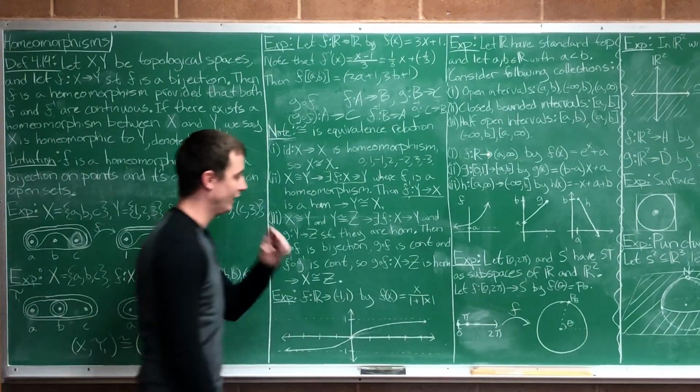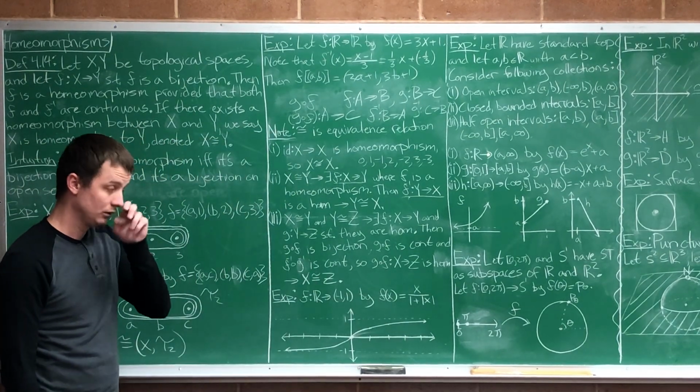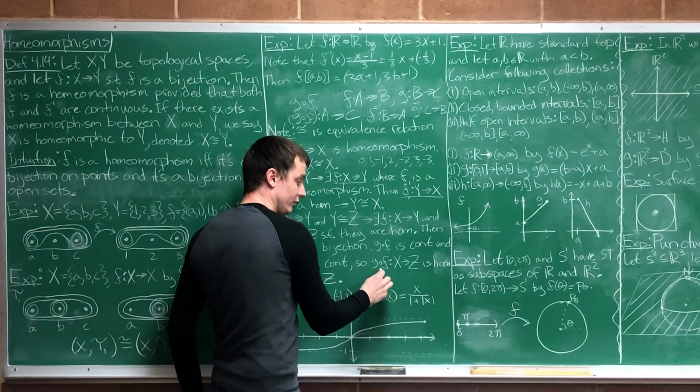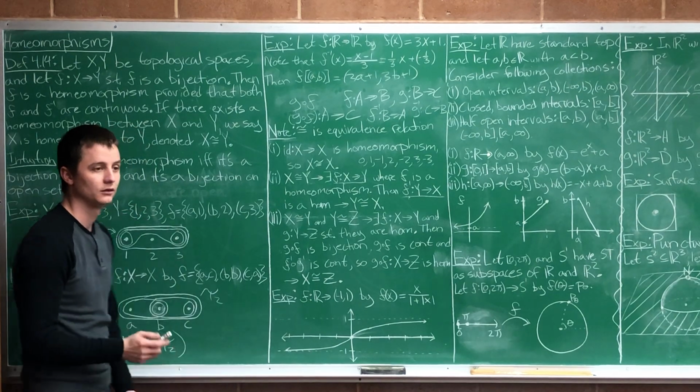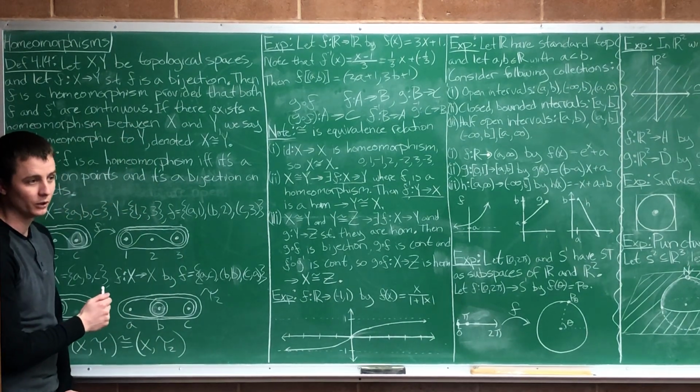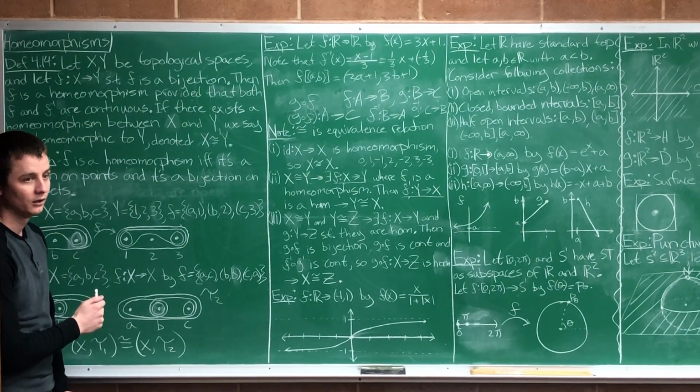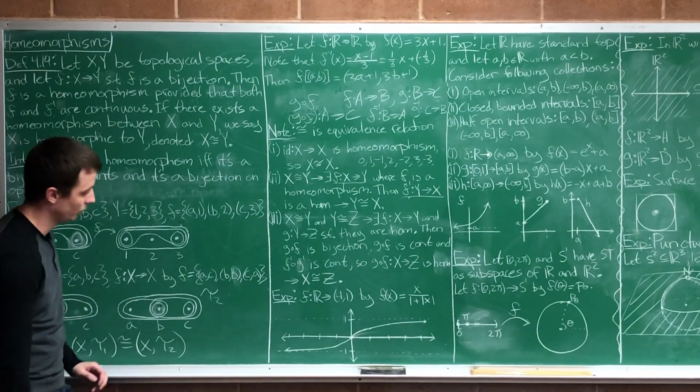So g composed with f is a homeomorphism, and it's a homeomorphism from X to Z. So X is homeomorphic to Z. Anything weird there? Cool.